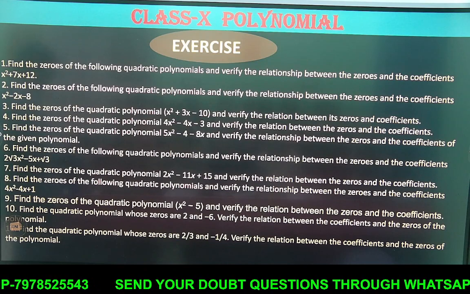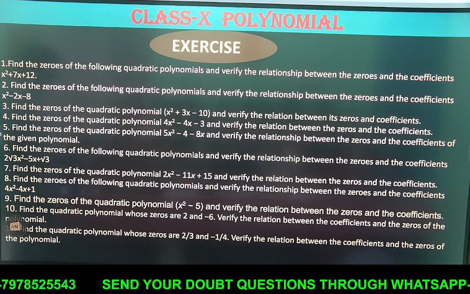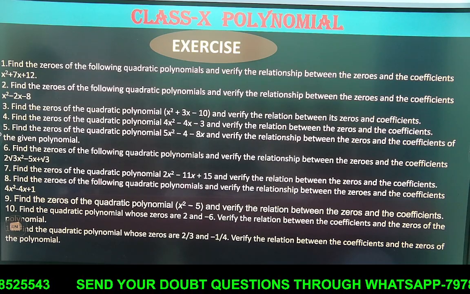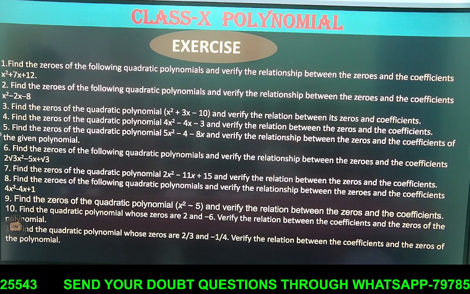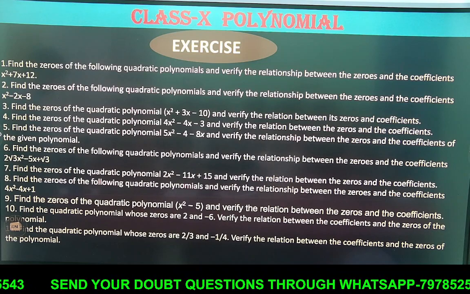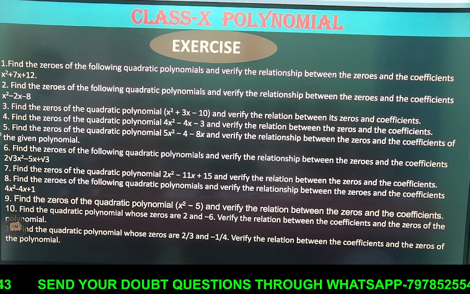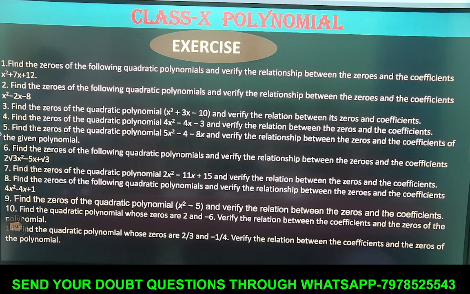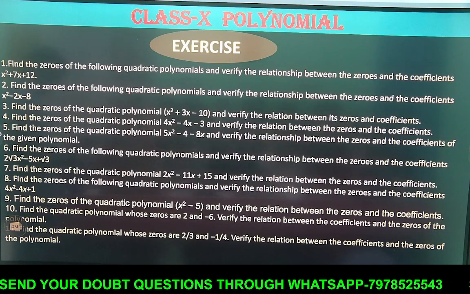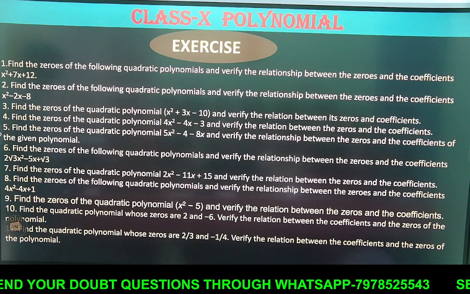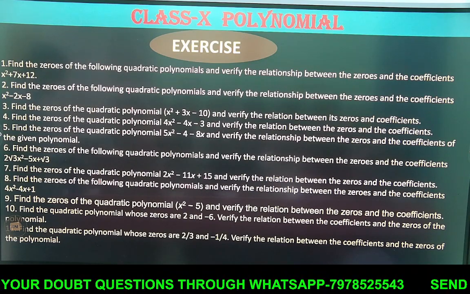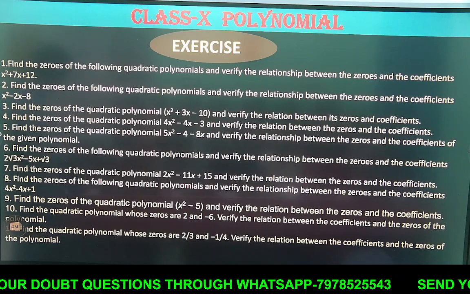How will you get the zeros of a polynomial? By equating the polynomial with 0. Whenever you equate, you'll get x plus 4 equals to 0. Hence x is minus 4. And for the other factor, x is minus 3. So you have proven minus 7.